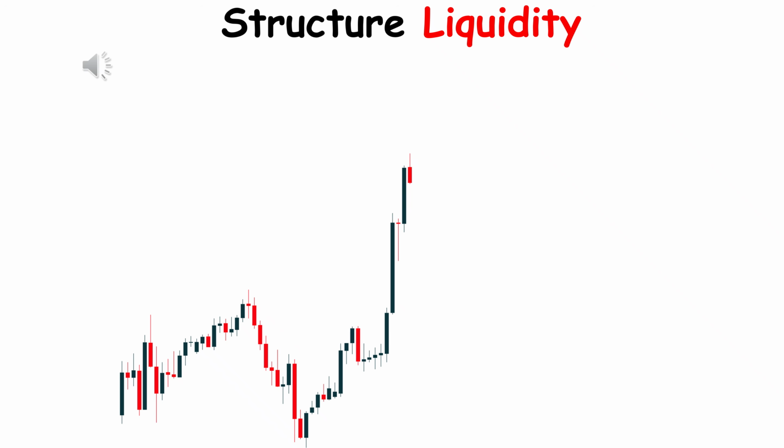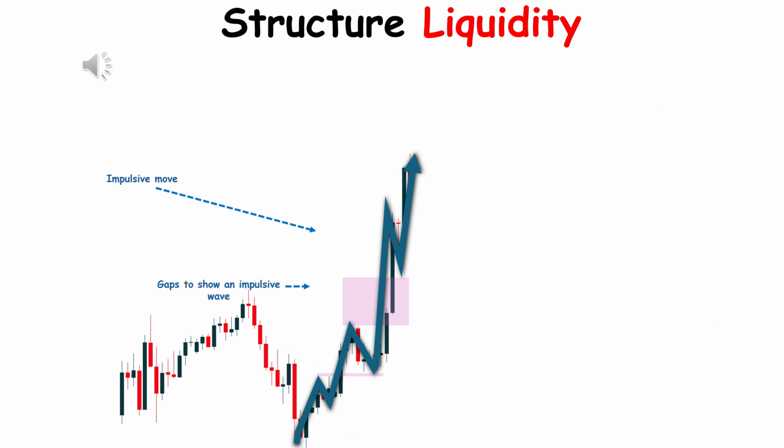Right here, we can see an impulsive wave forming. It's fast, clean, and it leaves behind market gaps. Exactly what you'd expect in a strong impulse. Then, price shifts into a correction. It slows down, overlaps, and starts building structure. But pay close attention, because inside this correction, we can spot equal lows forming. The kind of setup retail traders see as support. But to smart money, that's just liquidity.